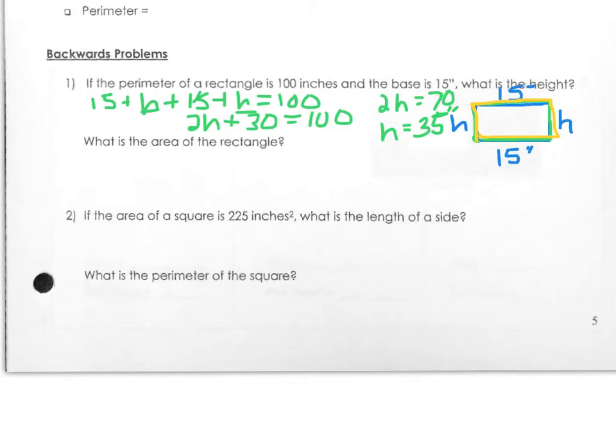And it does. So the area of the rectangle, well, that's taking this problem a step beyond. So remember, if the height is 35 and the base is 15, to find the area, we take the base times the height. So you get your calculator out and figure out what 15 times 35 is. So go ahead and do that. And hopefully you got 525.